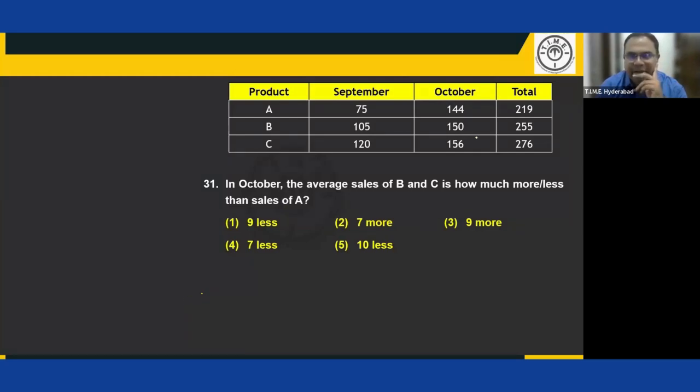Easy, ma. Average of B and C is how much more or less than sales of A? 9 more, correct. So I can see this is 150, this is also 150, so it is 6 more now. 6 distributed equally among 2 marks, so this average would become 153. This is 144. So clearly 9 more. Option 3. Correct answer.